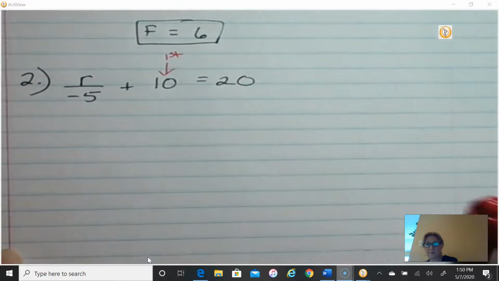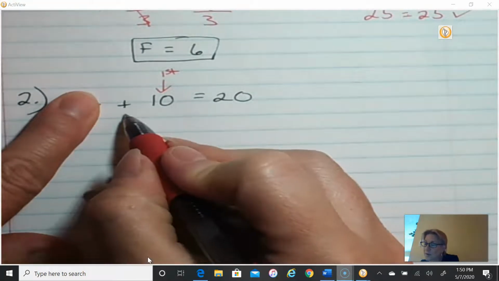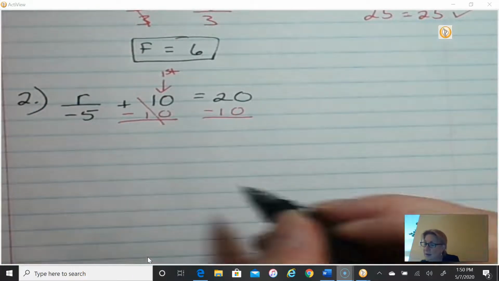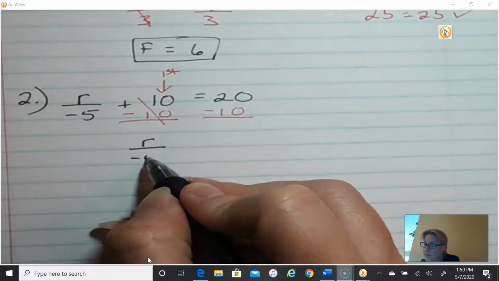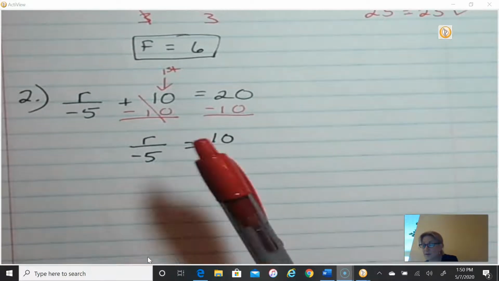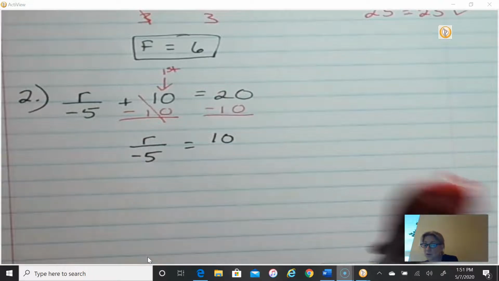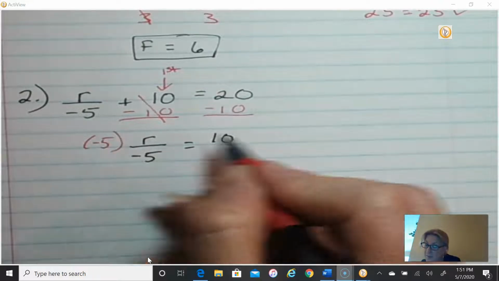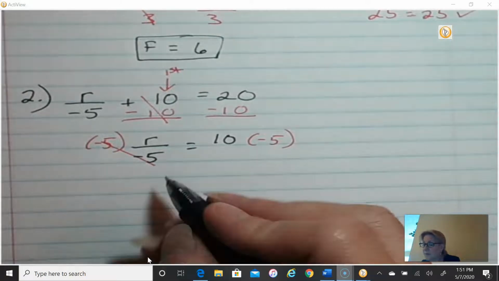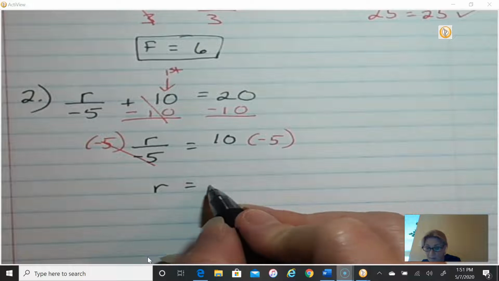All right, here we go. So if this is plus 10, we're going to subtract 10. And I get R over -5 equals 10. Okay, now we can solve this one. If we're dividing here, the opposite is multiplication. So we're multiplying both sides by -5. And I'm left with R equals 10 times -5, -50.